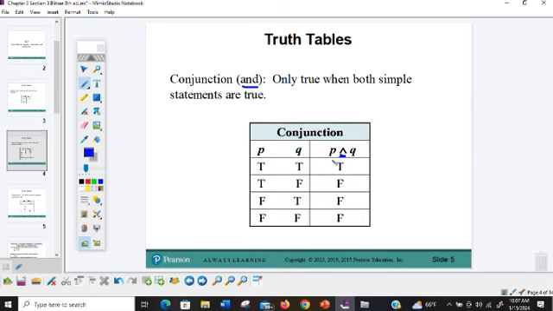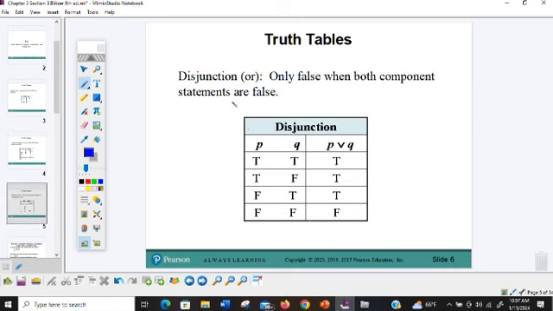Okay, now this says P and Q. That means are P and Q both true? See, true and true gives you a true. Here's your answer column. True and false, are they both true? It has to be one and the other, so that's false. False and true, that's false. False and false, that's false. The only time you get a true when you have a P and Q table is when they are both true, one and the other.